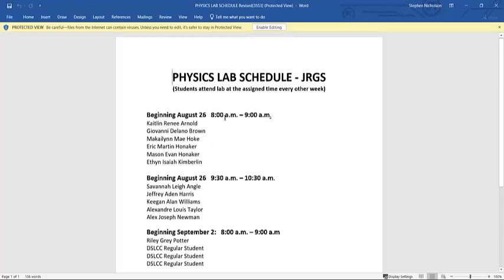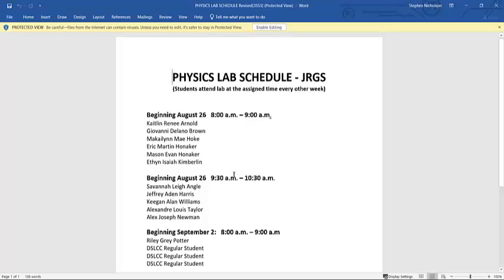That's at 8 o'clock this Wednesday. So you need to be there between 7:45 and 8 o'clock, because we really need to have everything filled out and you in your lab positions by 8. Give us the best chance of getting things completed. So you'll leave at 9.